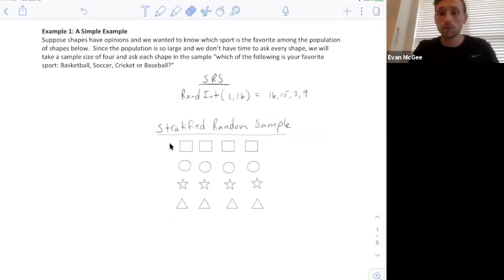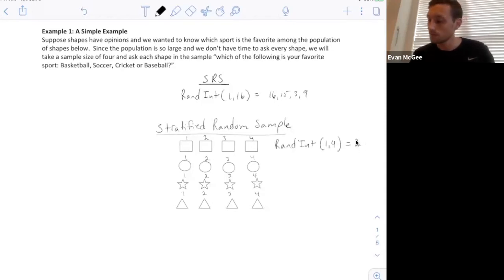So now that I've broken the population up into the 4 different strata, I'm going to number each individual in the first strata and randomly select 1 because I need 4 total. So I'll have 1 from each strata. On my calculator for the first square strata, I entered my random integers between 1 and 4, and I received number 2. So the second one is the first shape in my random sample. I'm going to repeat the same process for the next 3 strata and randomly select 1 of them.